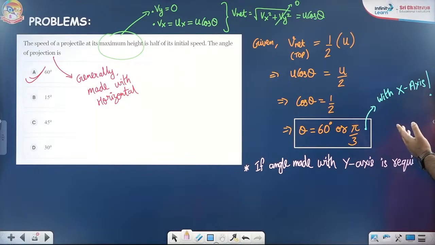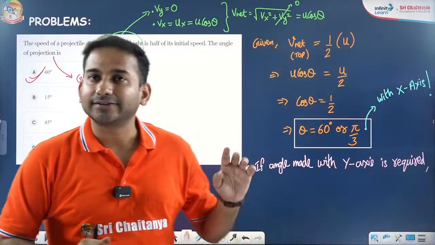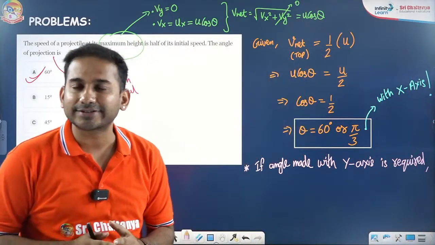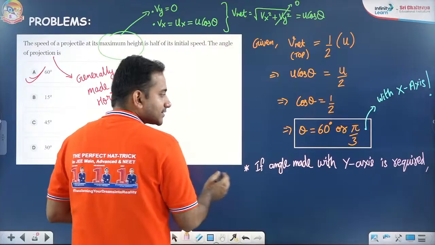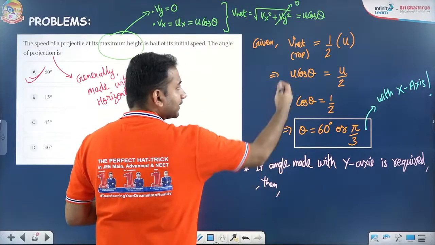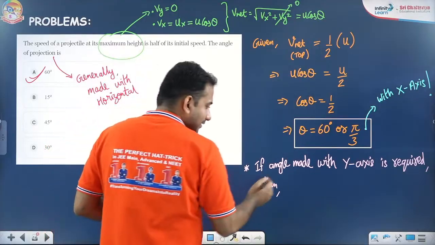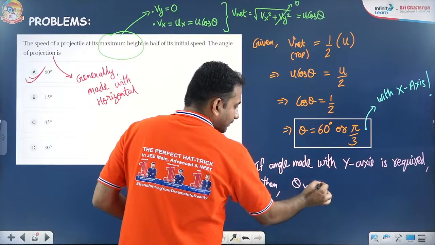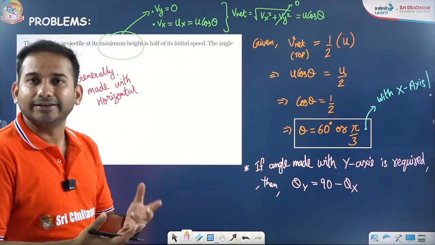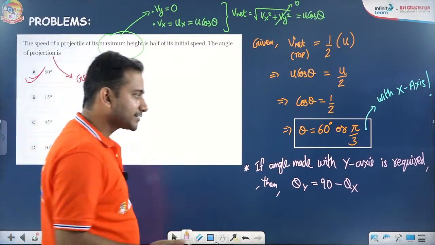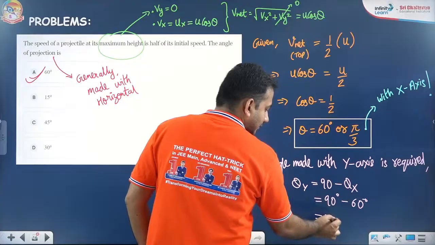then you can start your process by changing cos into sine. I'm telling you the same thing: sine will be replaced by cos and cos will change into sine. So if the angle made with the y-axis is required, then either you start the process by writing u sine theta as u by 2, so sine theta is 1 by 2, and theta is equal to 30 degrees. Or else you can write theta y as 90 minus theta x, as obviously theta x plus theta y will be 90 degrees, right? The angle made with the x-axis and the angle made with the y-axis are complementary to each other. So 90 degrees minus 60 degrees, and hence the answer is 30 degrees.